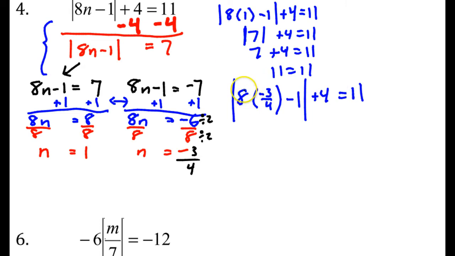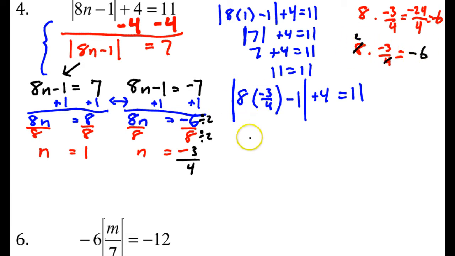Okay, so you can do two ways. You can do 8 times negative 3, right, off to the side. You don't have to show this, but you can do this and say, well, 8 times negative 3 is negative 24, and then it's over 4, which equals negative 6. Or you can say, let's cross cancel. 4 goes into 8 2 times, and 2 times negative 3 is negative 6. Either way, you'll get negative 6 here.